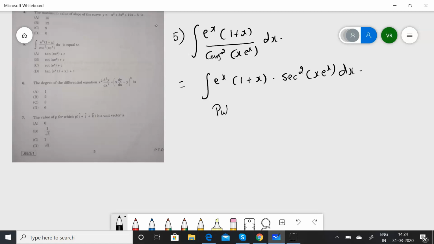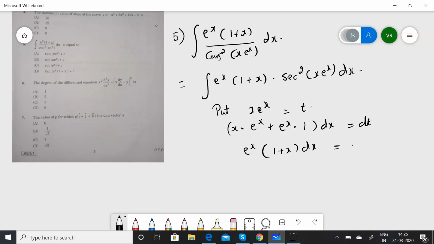Now put x e power x is equal to t. Differentiating on both sides with respect to x, we apply the product rule, uv dash plus vu dash. So x into differentiation of e power x is e power x, plus e power x into differentiation of x, which is 1, and dx is equal to dt. Taking e power x outside, I get 1 plus x dx is equal to dt.